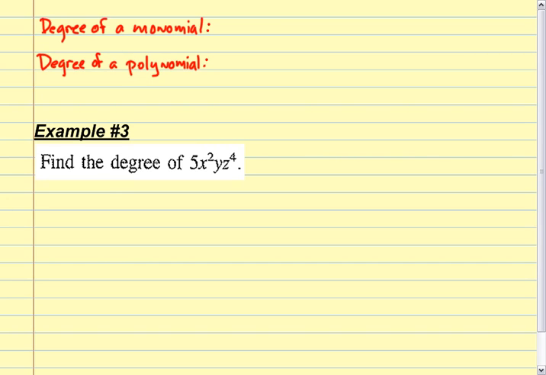One is the degree of the monomial and the degree of the polynomial. These are two different things, but it's easy to figure them out. Okay? The degree of the monomial is the sum of the exponents of the variables in a term. What? I'll show you.